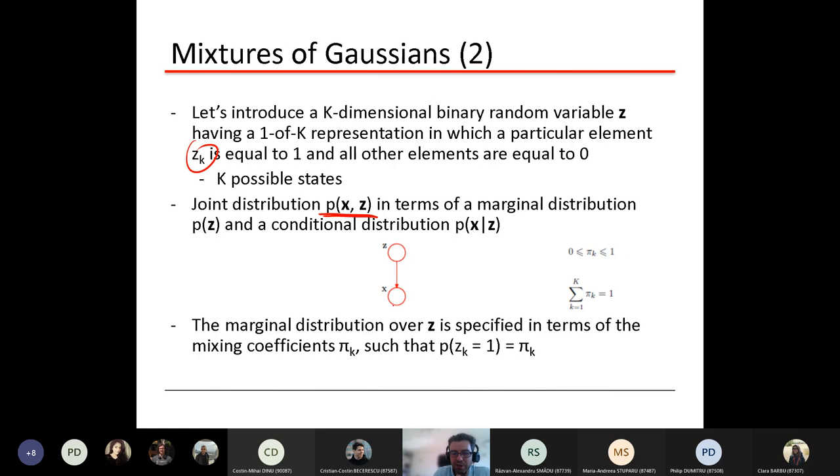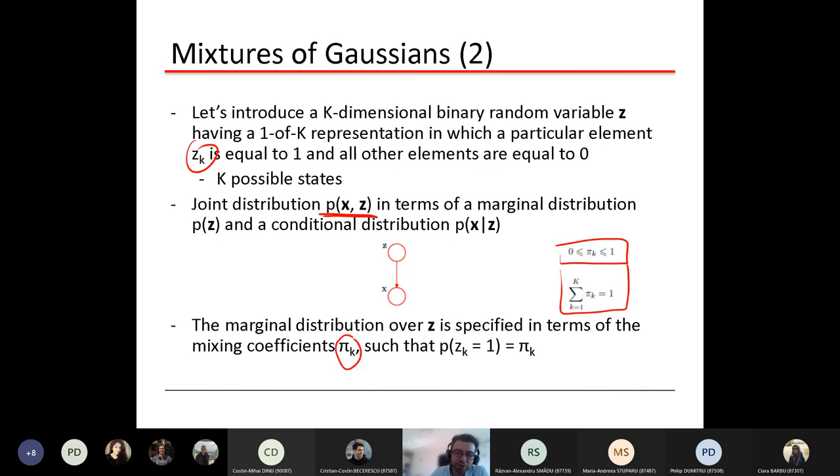So the Bayesian network is very simple. X is conditioned on Z. Because it's a mixture distribution, we already know the parameters of the multinomial. So pk are the parameters of the multinomial. They have all the properties we need: they are between 0 and 1, they are correct probability values, and their summation is equal to 1, so it's a correct probability distribution.